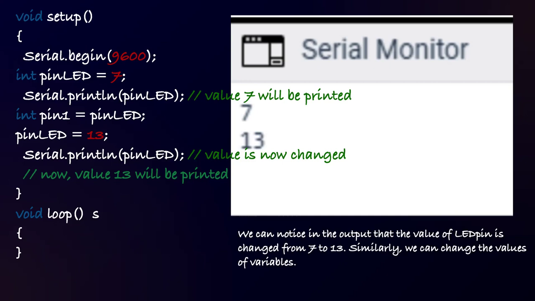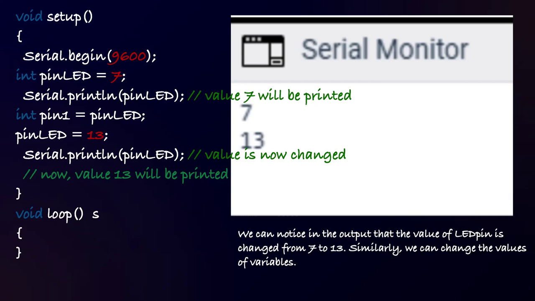So see, in void setup, I have first given Serial.begin. That is the baud rate I have mentioned; in every code, I do mention the rate over there. So int pin LED equal to 7, I have assigned. Now Serial.println, that is, print LED. So the value 7 will be printed because I have given the command to print. Again, int pin1 equal to pin LED. Now pin LED, we are assigning it to be 13.